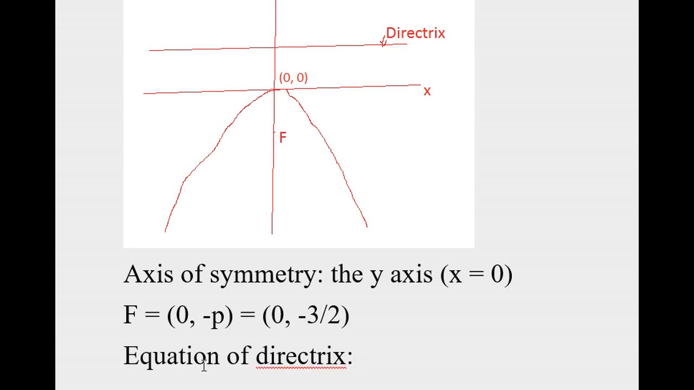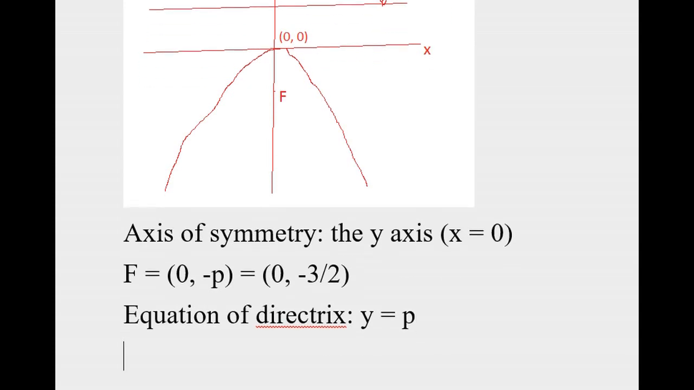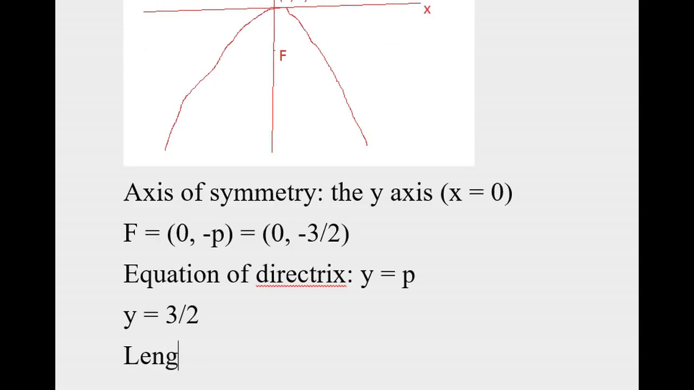Equation of a directrix. Directrix is perpendicular to the axis of symmetry, which is the y-axis in this case. So the directrix is perpendicular to the y-axis. So its equation will be y equals some constant. What constant? Directrix is at a distance p above the origin. So the constant will be 0 plus p, that is p. Substitute the value of p. Equation of directrix you will get as y equals 3 by 2.